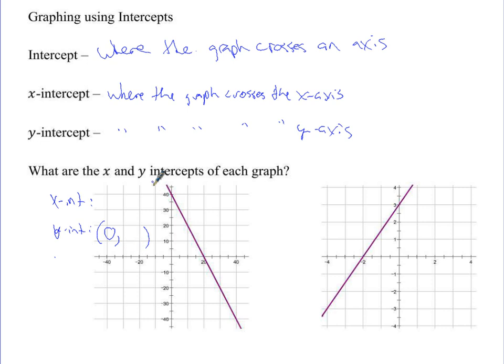Where does this graph cross? 40. So my y-intercept is 0, 40. My x-intercept is where the graph crosses the x-axis. So along the x-axis, what is the y-coordinate anywhere on the x-axis? It's 0. So it's going to be something, 0 for my x-intercept. Well, where does the graph cross? Seems to be about 20. So 20, 0 is my x-intercept, because the y-coordinate there must be 0. See if you can come up with the x-intercept and the y-intercept for the second one now on your own.